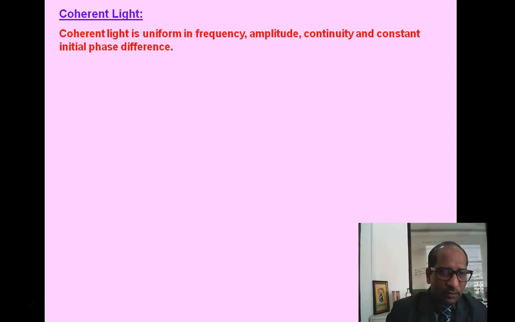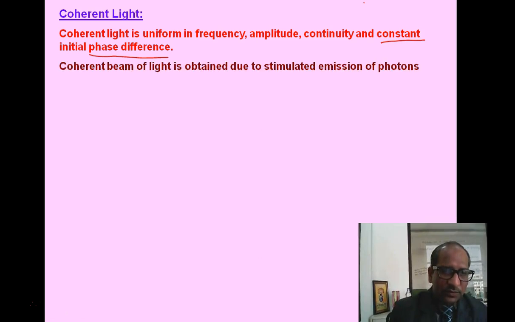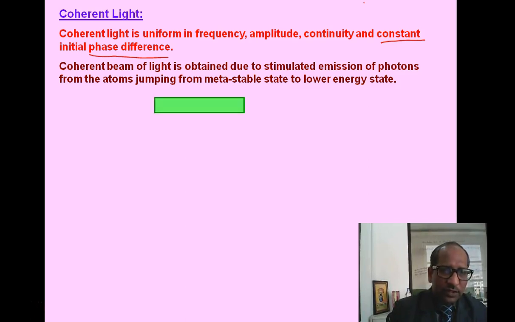Now the point is about coherent light. Coherent light is uniform in frequency, amplitude, continuity, and has a constant initial phase difference. So the most important point which you have observed is the constant phase difference, right? Here the phase difference remains constant in all the waves or all the emitted emission. So a coherent beam of light is obtained due to stimulated emission of photons from atoms jumping from the metastable state to the lower energy state.